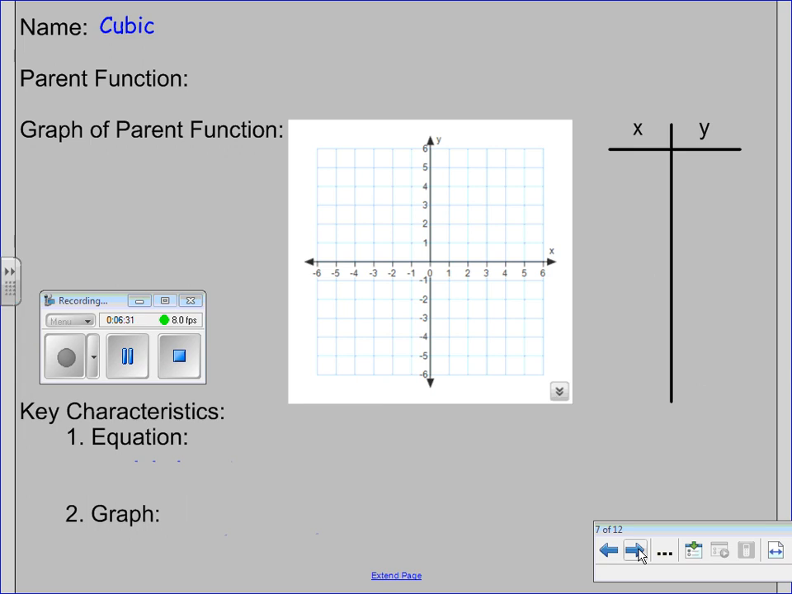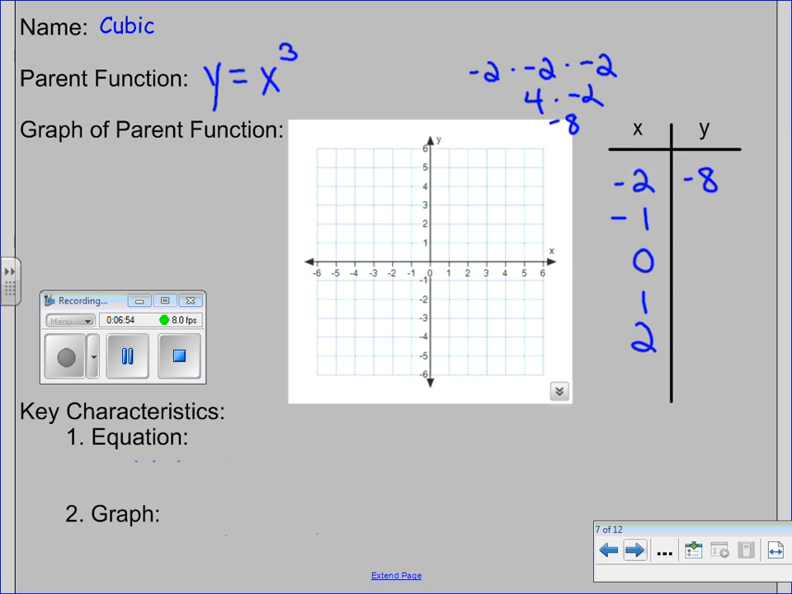Our next function is cubic. So a cubic function, parent function looks like this, y equals x cubed. Okay, let's look at the xy table. So we got -2, -1, 0, 1, and 2. -2 cubed means -2 times -2 times -2 when we plug it into the function. We get a +4 times -2, we get -8. -1 cubed, -1 times -1 times -1 is -1. 0 cubed is 0, 1 cubed is 1, and 2 cubed is 8.